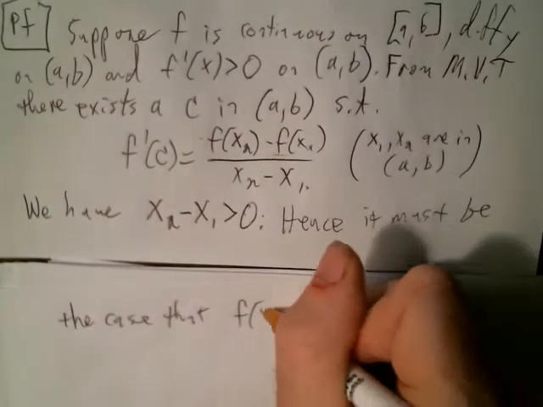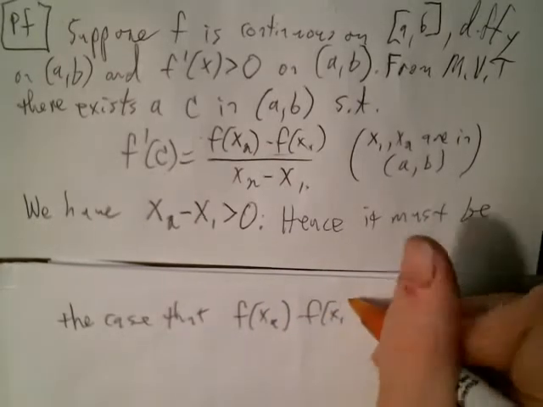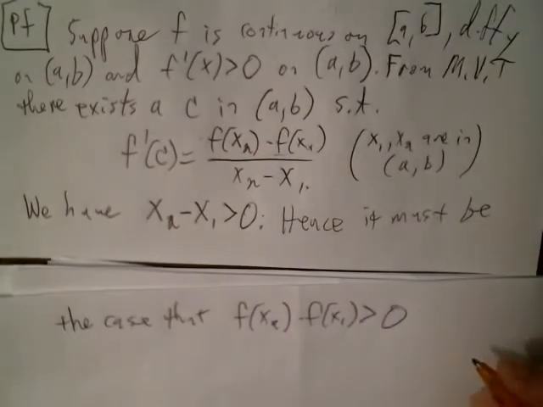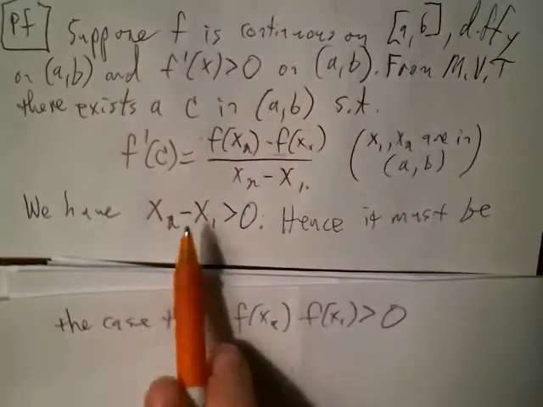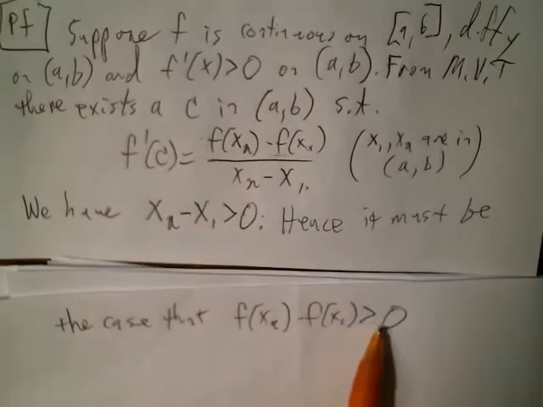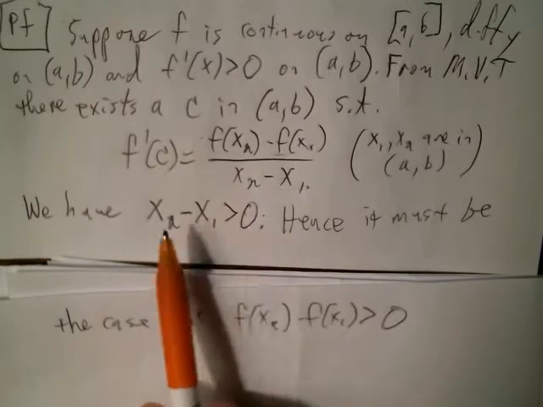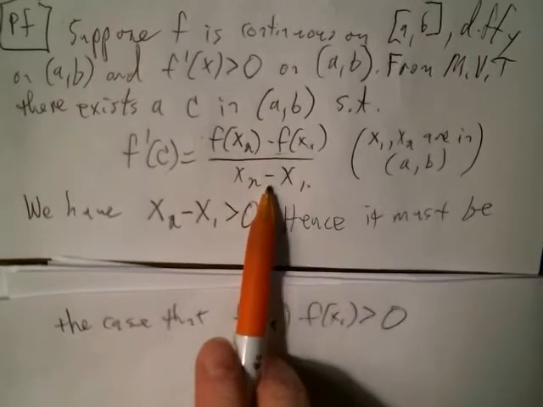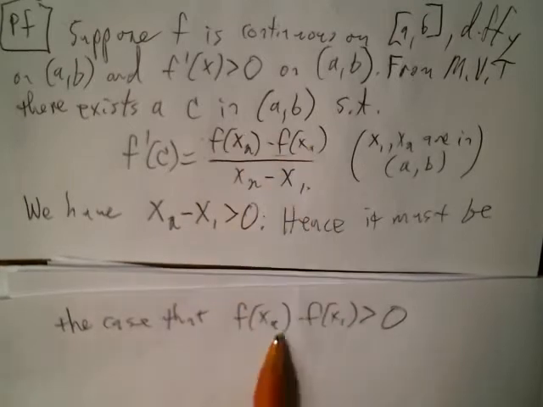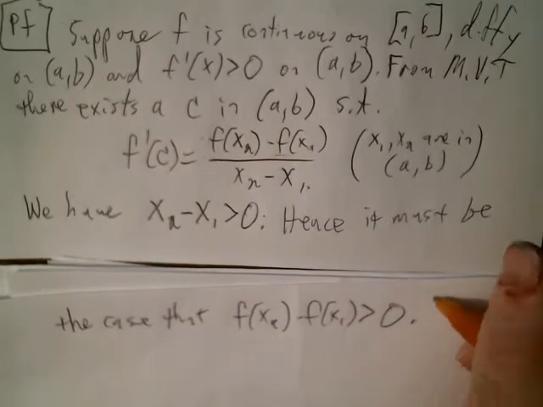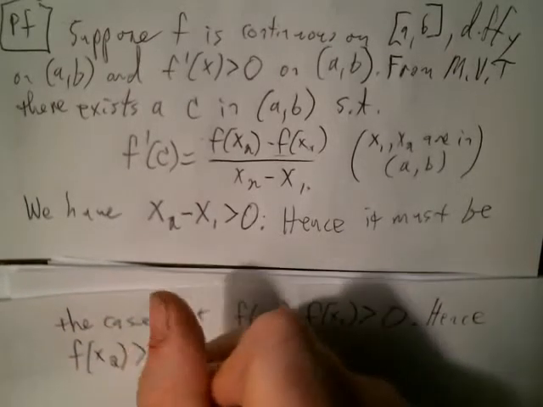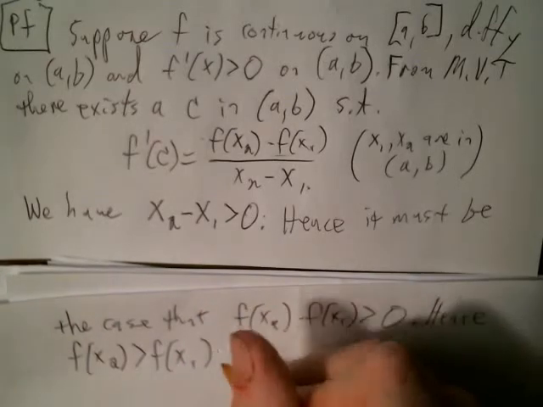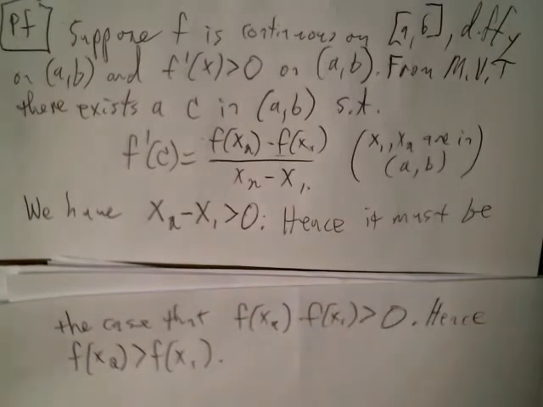that f of x2 minus f of x1 is greater than 0, right? Because the derivative for any x in this interval is greater than 0. So this derivative in particular has to be greater than 0. So we know that x2 minus x1 again is greater than 0. That forces positive over positive. So this thing has to be greater than 0. And then we could solve this inequality so that f of x2 will be greater than f of x1 in this interval, which then just goes to show that we have an increasing function.